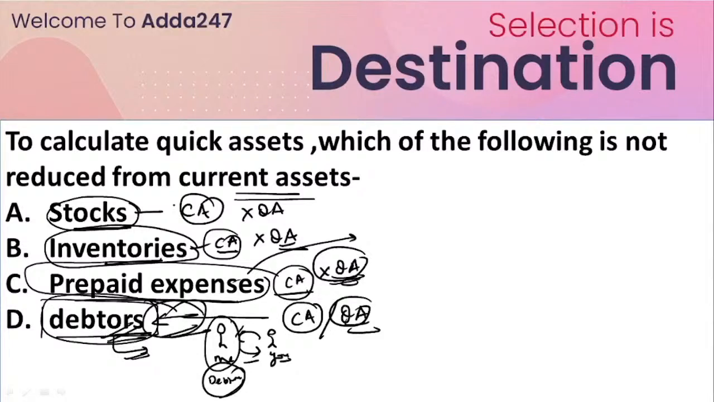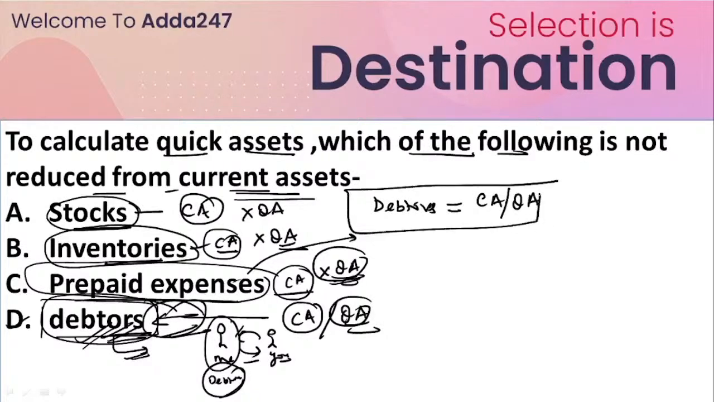So the question, to calculate quick assets, which of the following is not reduced from the current assets? That is debtor. Debtor will not be reduced from the current assets for calculating the quick assets. So the correct answer is debtor, because among these particulars, debtor will be your current asset as well as a quick asset.